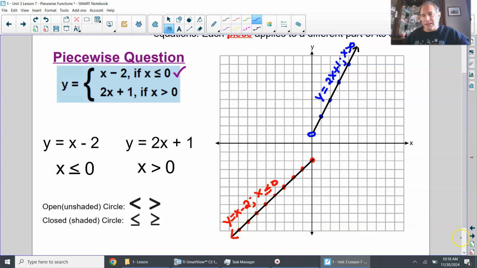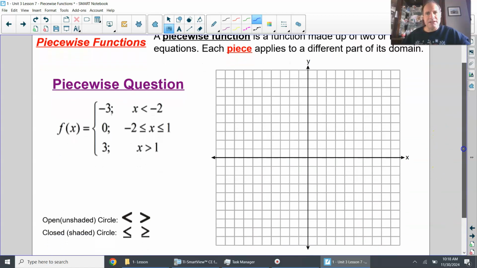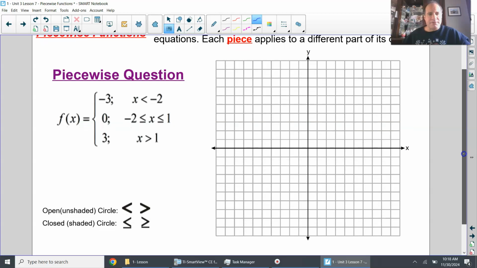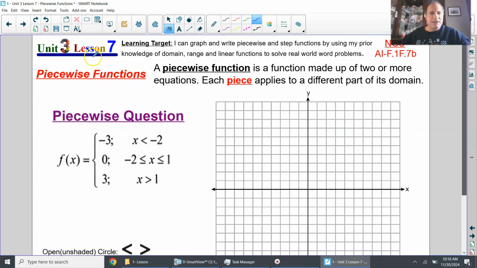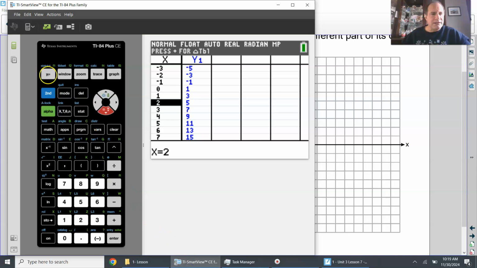All right, so let's go on and go to the next page. So you know that you have a piecewise function. Each piece applies to a different part of the domain, and now there's 3. And you could see now it gets a little bit more difficult. But just remember, you're doing one at a time.